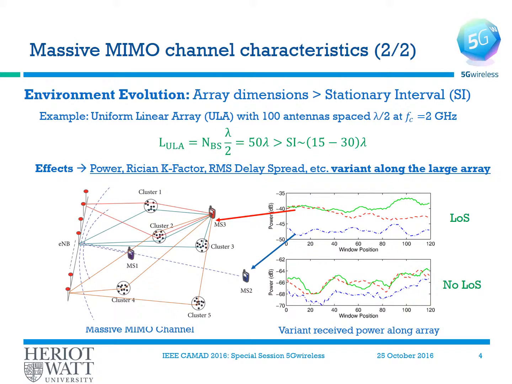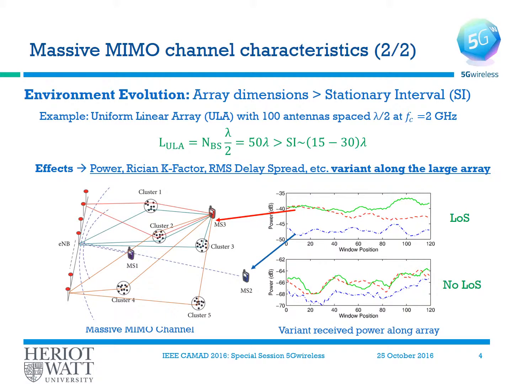The second major effect is what could be called environment evolution. This is related to the fact that some scatterers or users are not visible for the whole array. Some scatterers get occluded by others, and this could be seen as variations of the environment for different antennas along the array. On the right, you can see the received power along the array for different users in color in both line of sight and non-line of sight conditions.